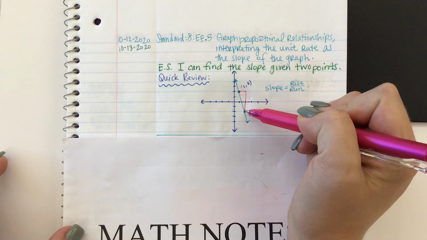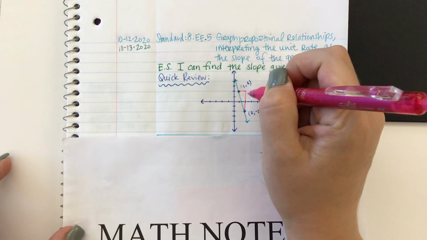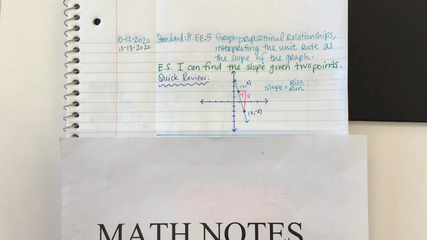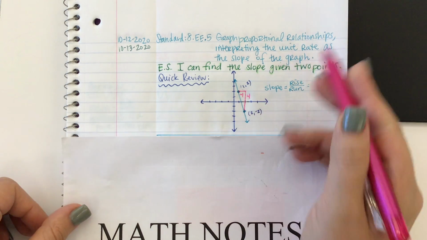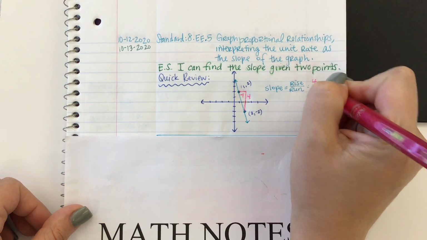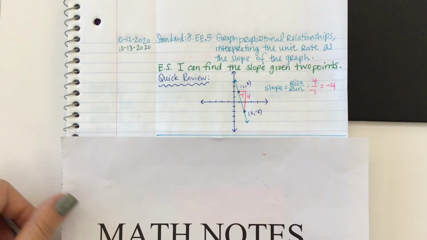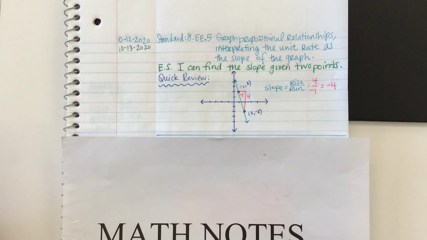So here we went up 1, 2, 3, 4, and we went to the left 1, which is -1. What we need to remember is that slope is equal to rise over run. The rise is the units of the y and the run is the units of the x. So we rise +4 and we run -1. And when we simplify that, that just equals -4. So our slope for this line is -4.